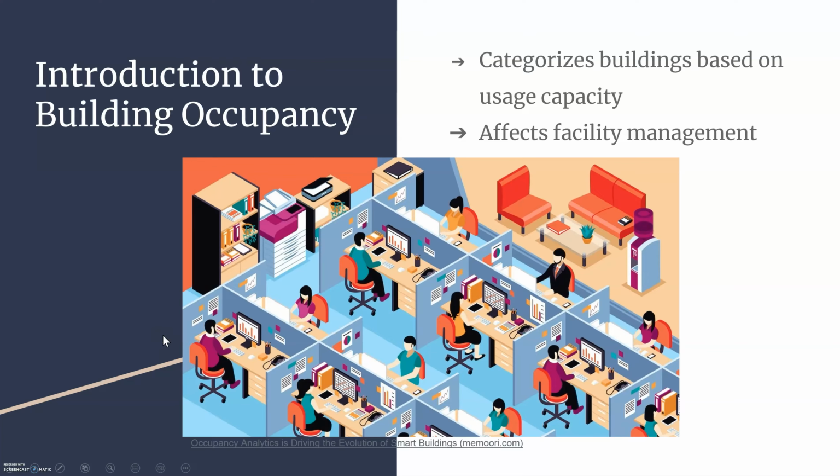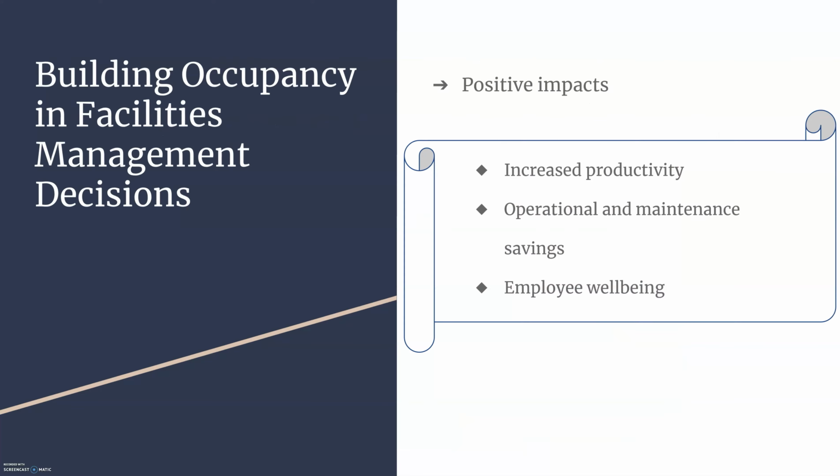Introduction. Simply put, building occupancy refers to categorizing buildings based on their usage capacity and is mainly used for building and fire code rules. But it is so much more than just that. Building occupancy statistics can help facility managers make decisions about their employees and building functions in general, which allows a business to run smoother and more efficiently.